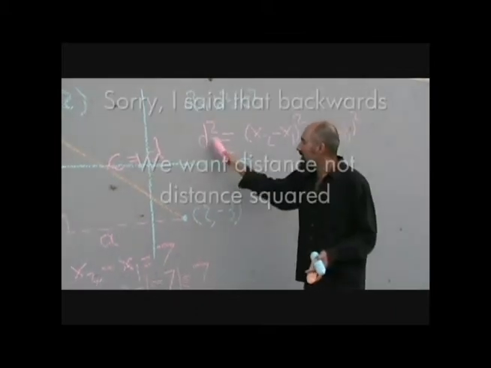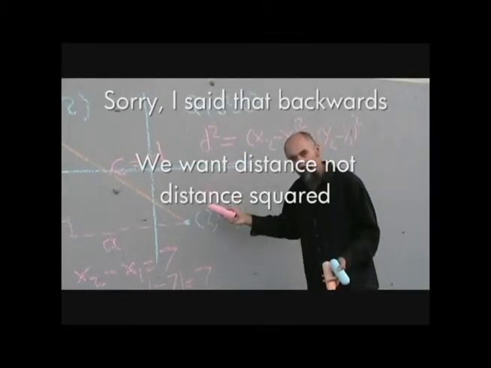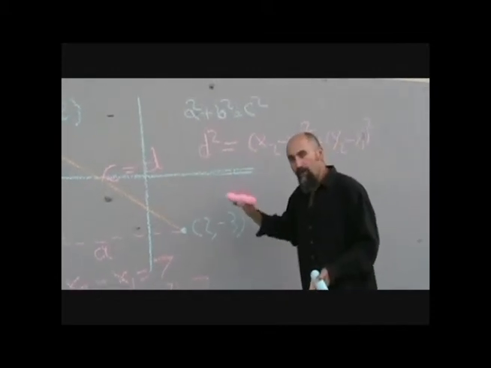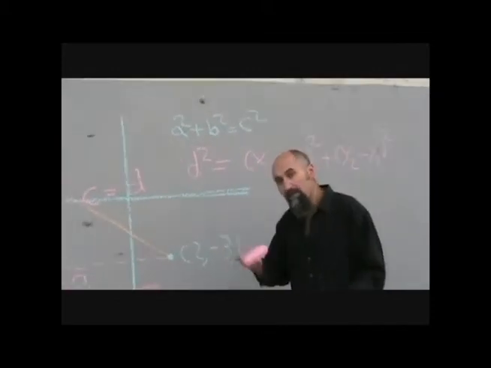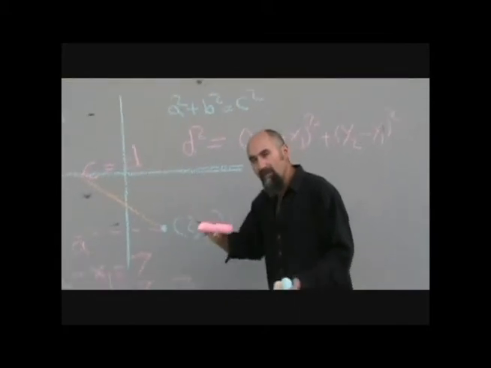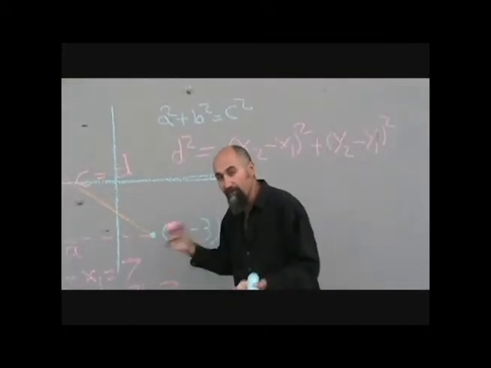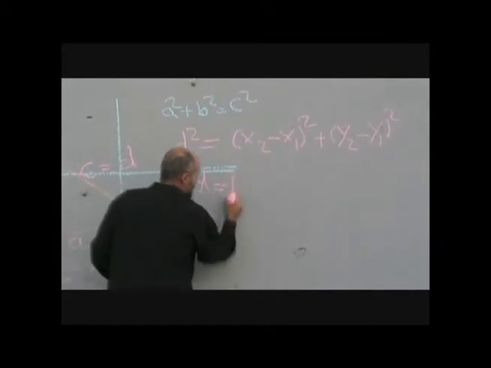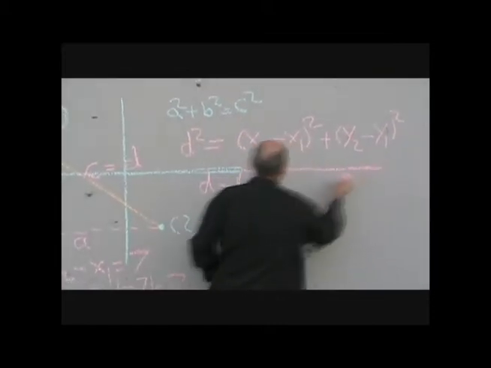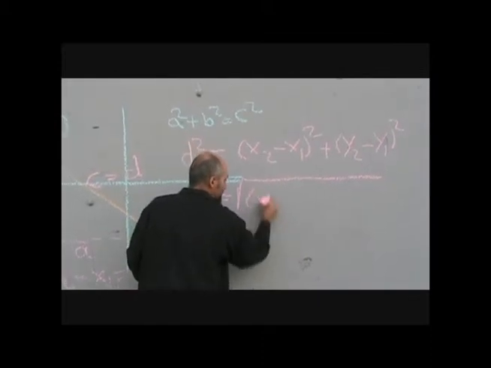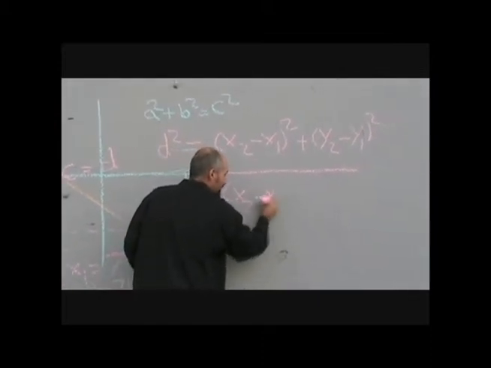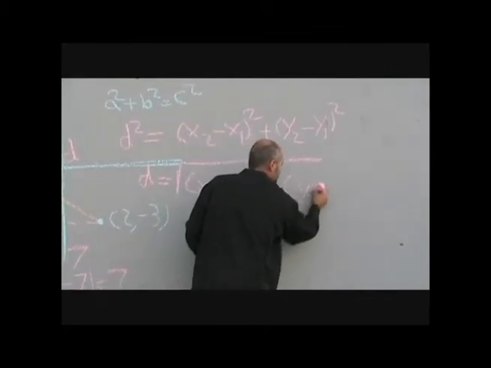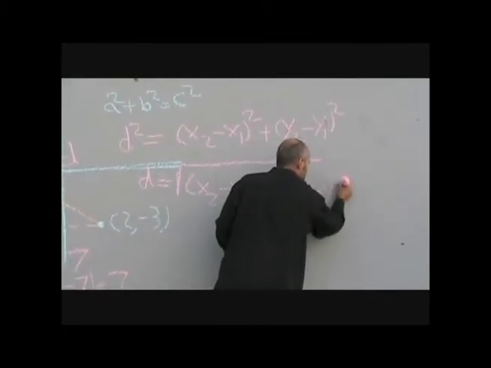Now you really don't want distance squared, you want distance. The formula that you should remember, sometimes they give it to you on tests, but later on, when you go to math 11 or 12, they're not going to give it to you. You have to know this formula. Distance is equal to the square root of x2 minus x1 squared plus y2 minus y1 squared.